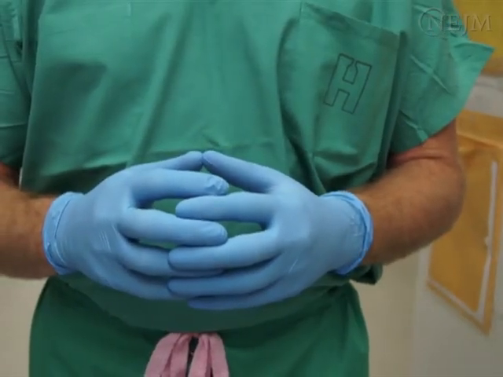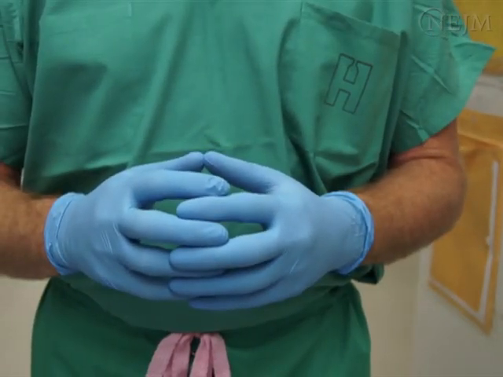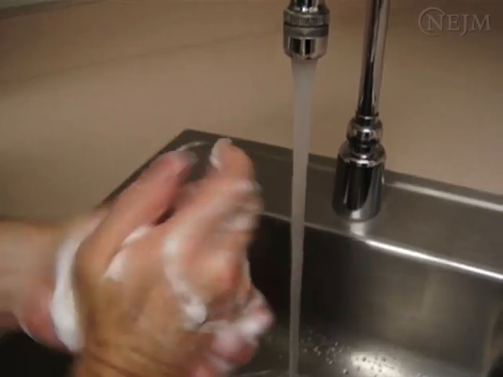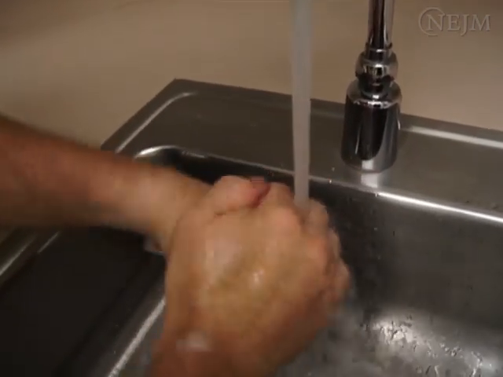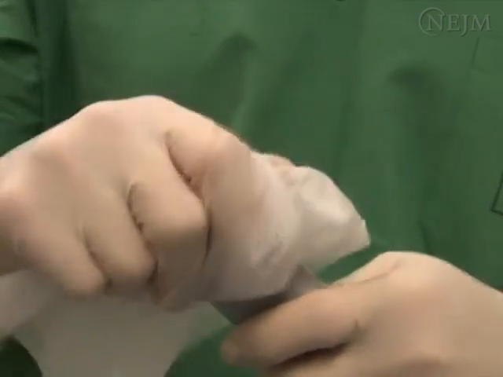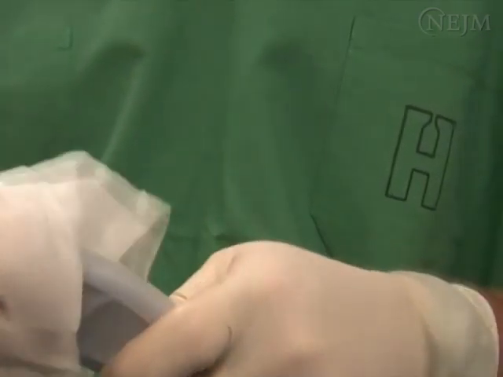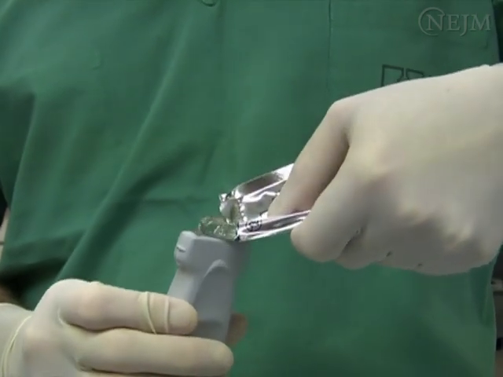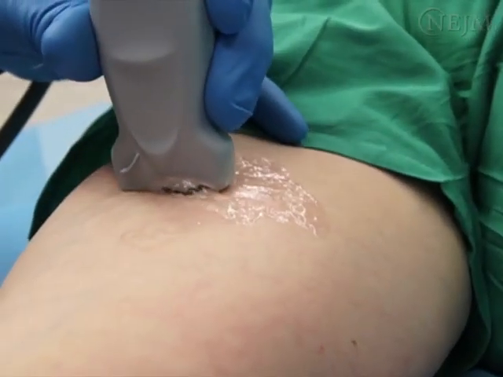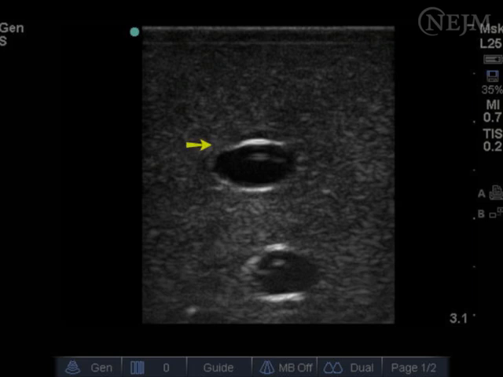Placing a peripheral IV does not require the operator to wear sterile gloves and a gown. However, hand washing, clean gloves, and universal precautions are indicated. Clean the ultrasound transducer thoroughly with a germicidal solution. Apply the tourniquet. Apply gel or surgical lubricant. Identify the target vein. Note the depth of the anterior wall of the vein.